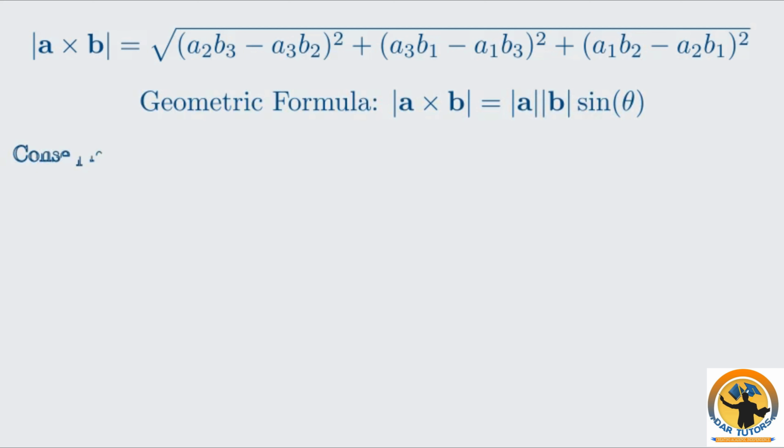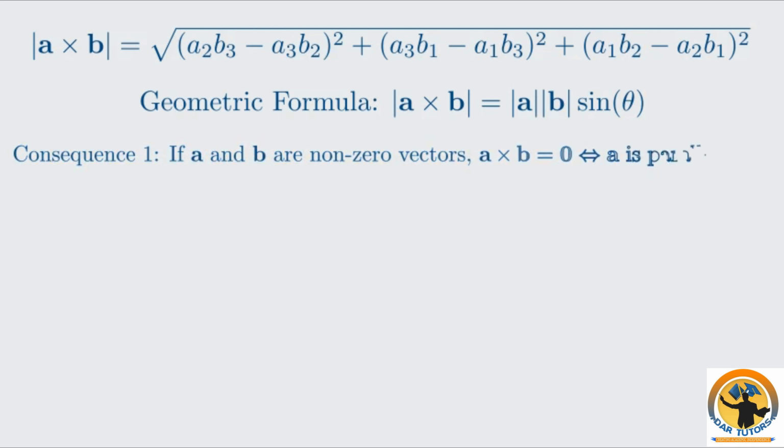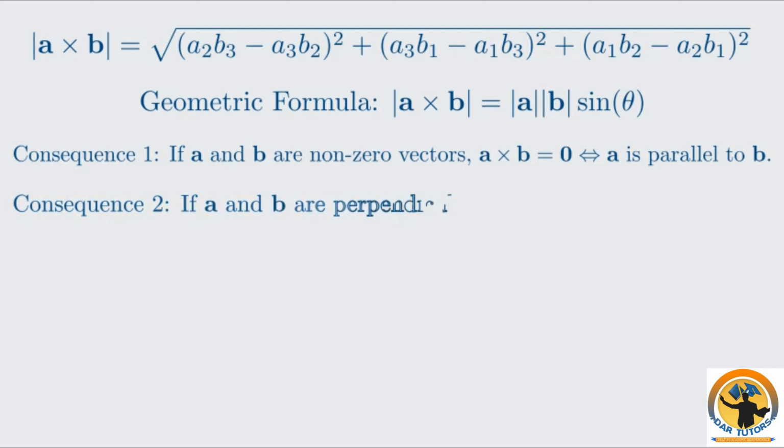First, if A and B are non-zero vectors, their cross product is the zero vector if and only if they are parallel. This is because if they are parallel, the angle theta between them is 0 or 180 degrees, and the sine of both of these angles is 0. Second, if A and B are perpendicular, the angle theta is 90 degrees, and sine of 90 is 1. In this case, the magnitude of their cross product is simply the product of their magnitudes.